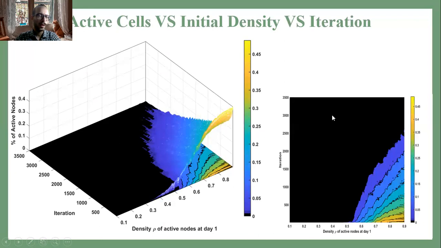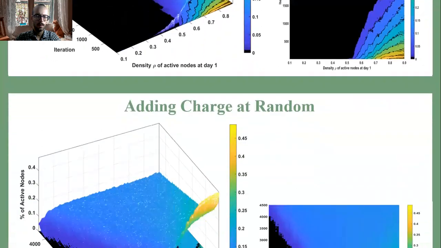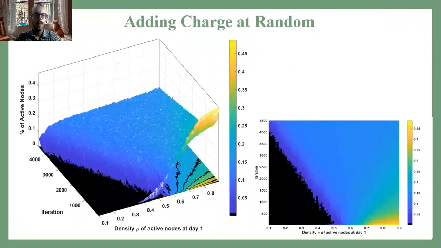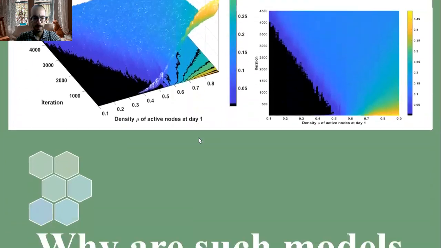And of course, this is the case where we don't add charge at random in each iteration, but a similar phenomenon happens when we add additional charge in each iteration at random. We have this abrupt phenomenon, but over a lot of time, the model reaches this sort of balance where the charge lost and the charge gained reach a balancing point. Again, this is called self-organizing criticality.